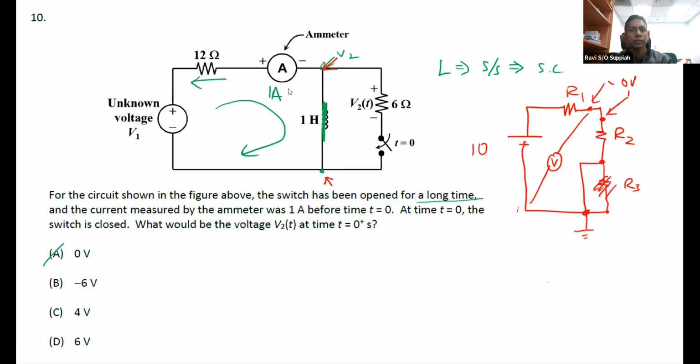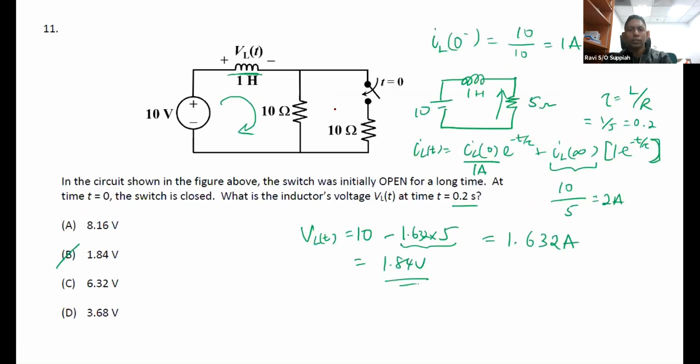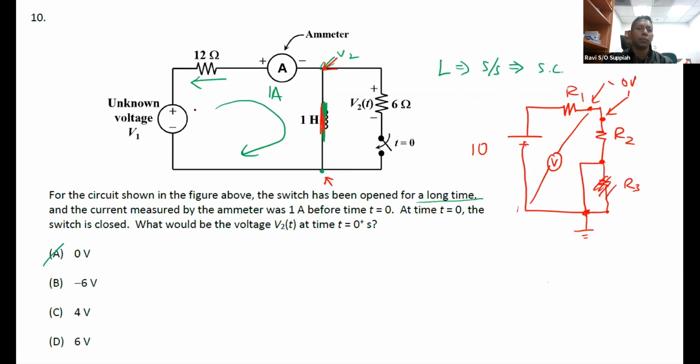Yeah, so the current is still flowing because now this is like a short circuit. So if this is a short circuit, it behaves just like a normal series circuit only. That's all the circuit sees. It doesn't see the inductor anymore because it behaves as a short circuit.